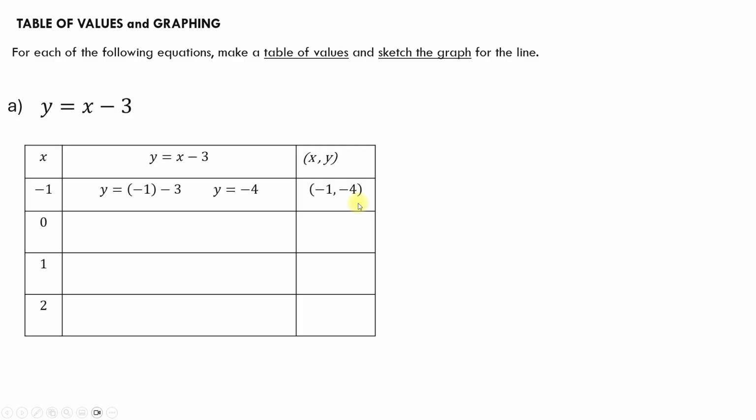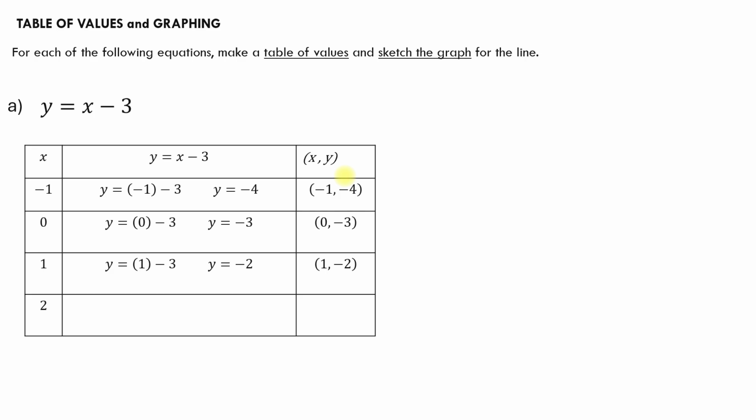We plot that here. We take our next x value, 0, plug it into our equation, which will give us a value of -3 for y. So our next coordinate is 0, -3. We'll do the same with 1. Plug it into the equation, substituting 1 for x gives us a value of -2 for y. So we have a third coordinate, 1, -2.